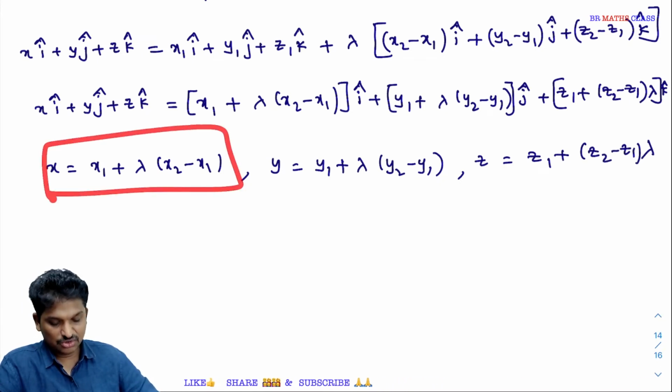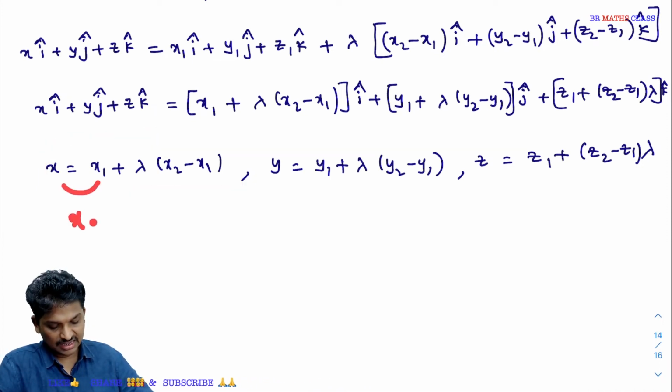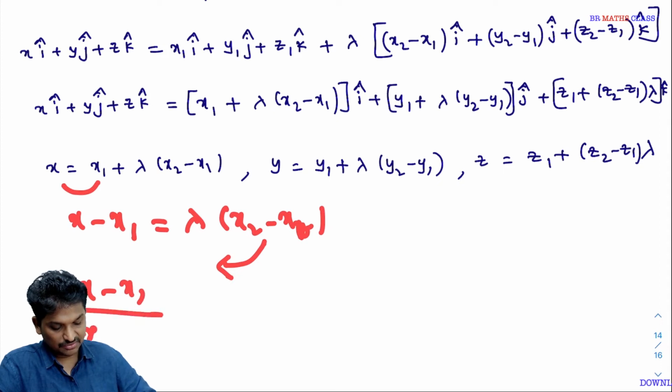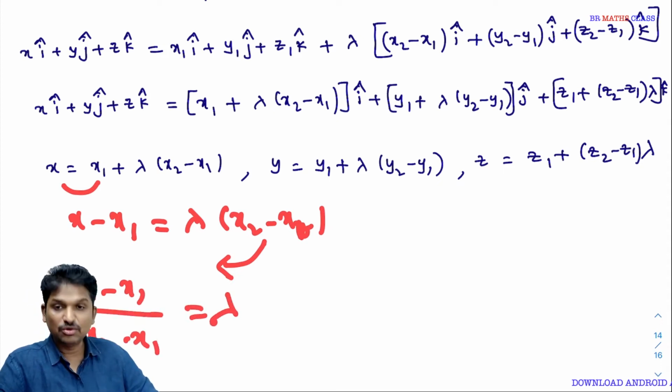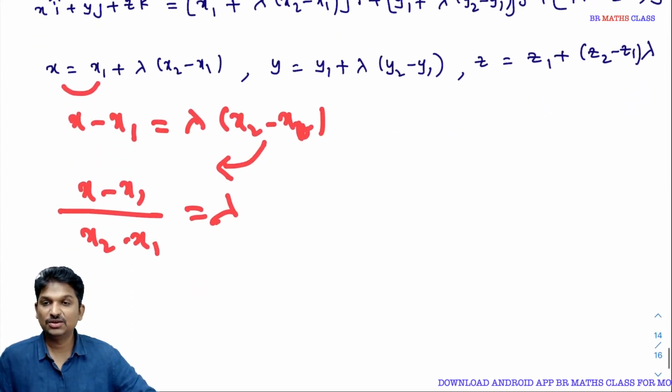From this you try to write what is lambda. First you take x1 to this side, what you will get? X minus x1 equal to lambda times of x2 minus x1, right? Now you take this to the left hand side, what you will get? X minus x1 divided by x2 minus x1 equal to lambda, right? So what you will get here?